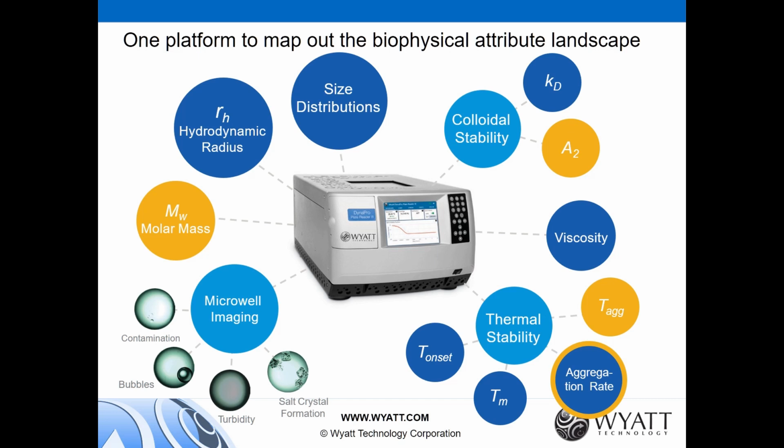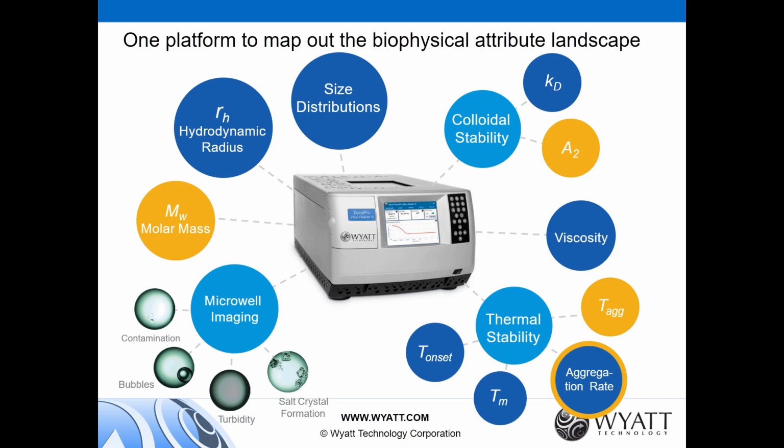And the Plate Reader 3 adds new capabilities for measuring static light scattering, SLS, as well as DLS. So the addition of SLS means that it covers a larger set of biophysical attributes related to molar mass. And these are the gold circles in the figure here. So in addition to size distributions, colloidal stability via the diffusion interaction parameter kD, thermal stability via the size aggregation rate, and the onset temperatures for size increase, that's T onset, and melting temperature, Tm, the DynaPro Plate Reader now determines molar mass, second virial coefficient A2 for colloidal stability, and the onset temperature for aggregation, Tagg, for thermal stability.